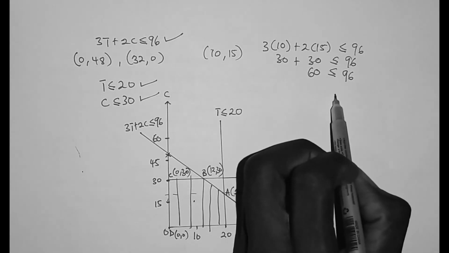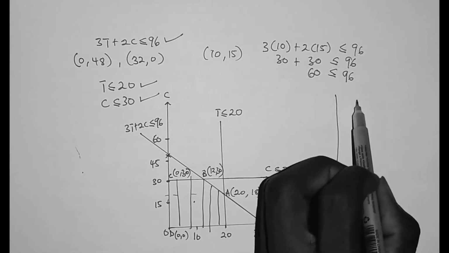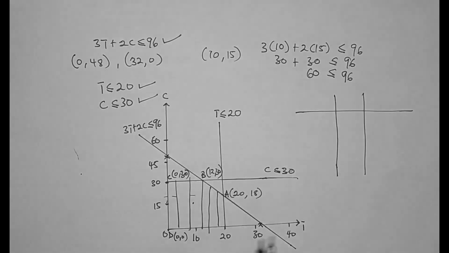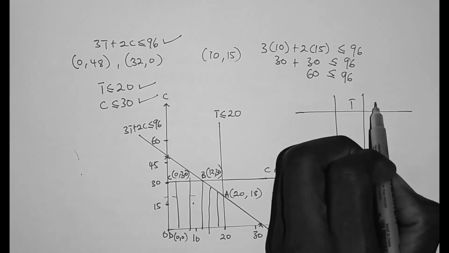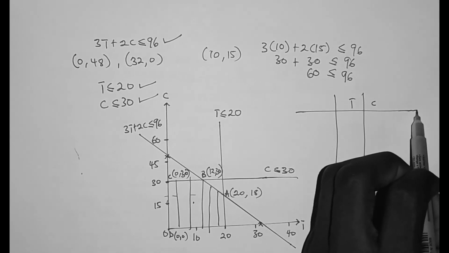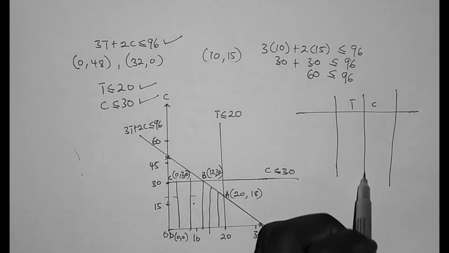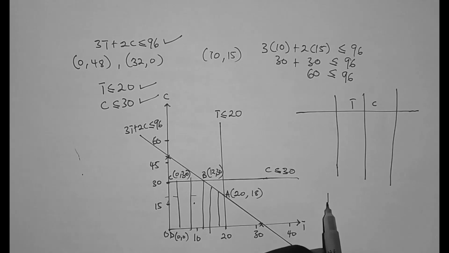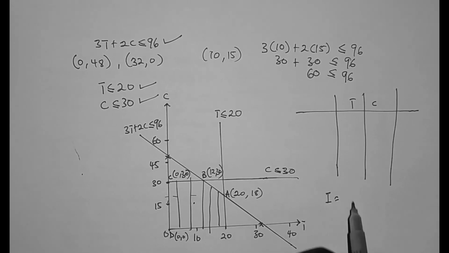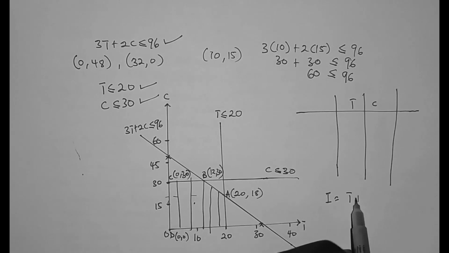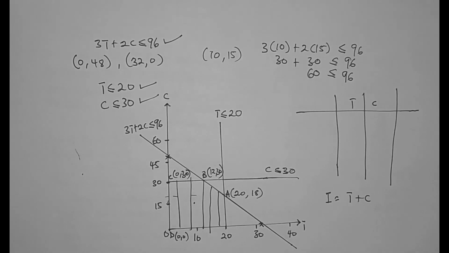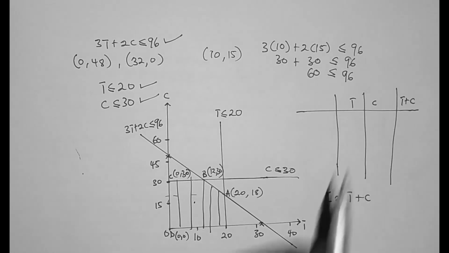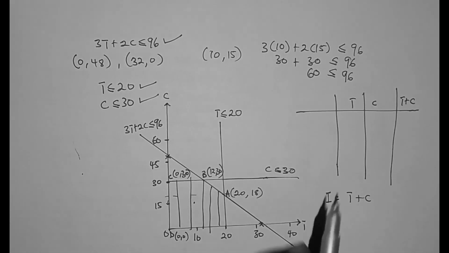So let's draw a table here for tables and chairs. Since it is the maximum number of tables and chairs you can make, it means that our objective function I is equal to t plus c. T plus C will give us the maximum number of chairs and tables you can make. And therefore, our objective function is T plus C.